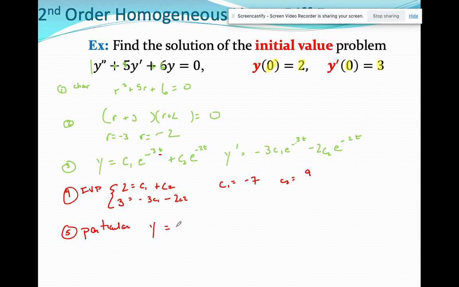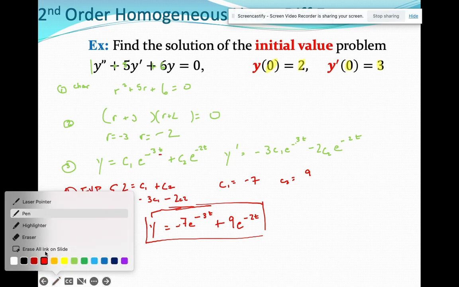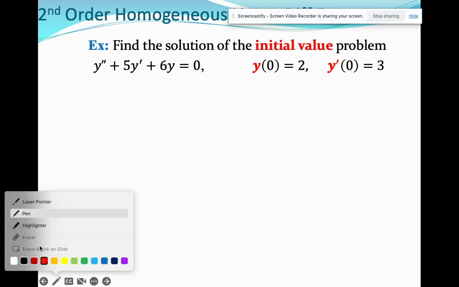Y is equal to negative 7 e to the negative 3t plus 9 e to the negative 2t. Oh, I feel so good about our progress. Sweet. All right. I have a feeling that I typed all this up. Did I? I'm going to be so mad at myself.